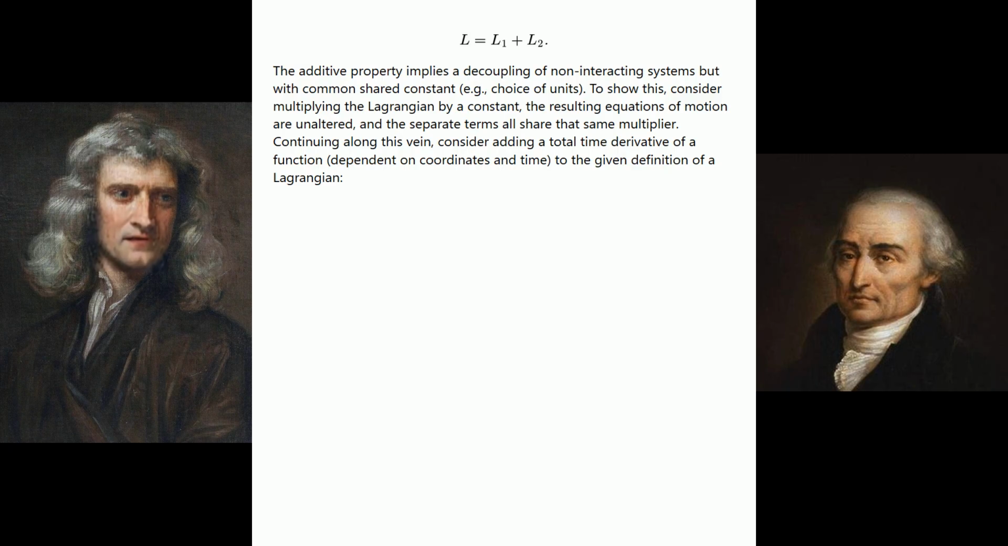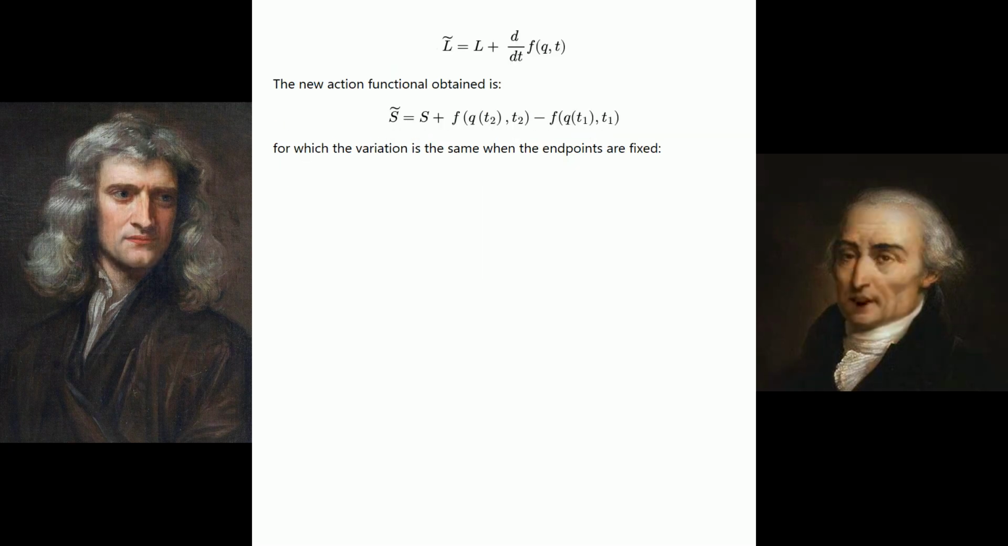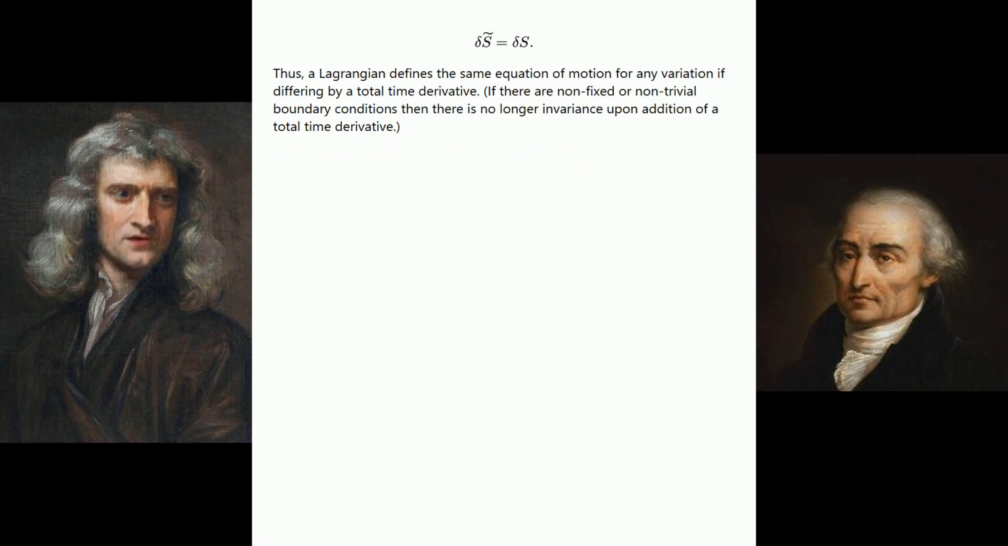Continuing along this vein, consider adding a total time derivative of a function, dependent on coordinates and time, to the given definition of a Lagrangian. See the next equation. The new action functional obtained is, for which the variation is the same when the endpoints are fixed. Delta S equals delta S. Thus, a Lagrangian defines the same equation of motion for any variation if differing by a total time derivative. If there are non-fixed or non-trivial boundary conditions, then there is no longer invariance upon addition of a total time derivative.